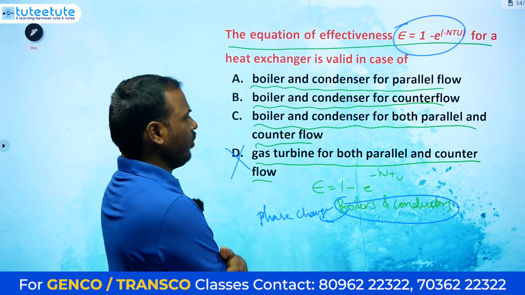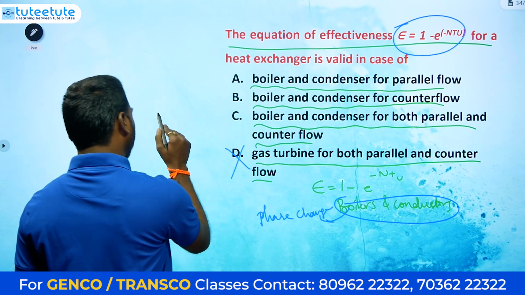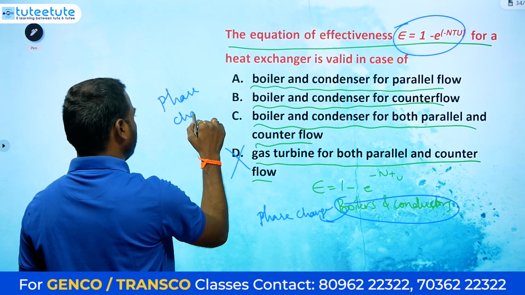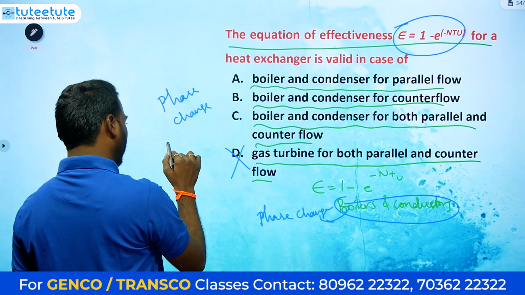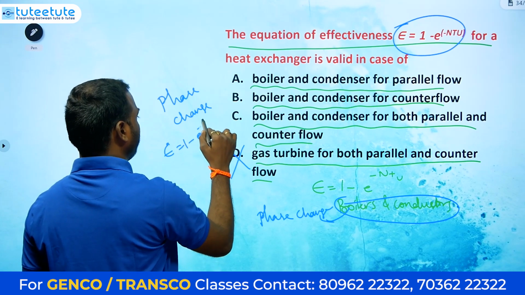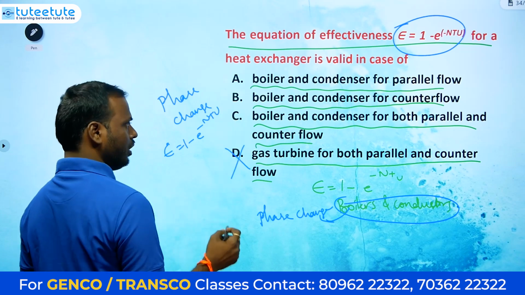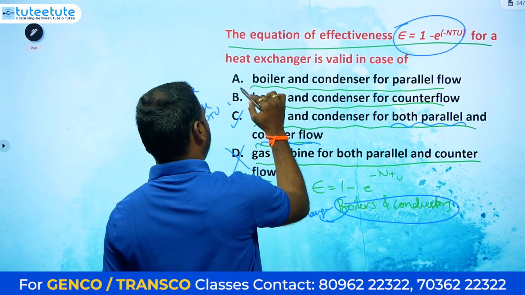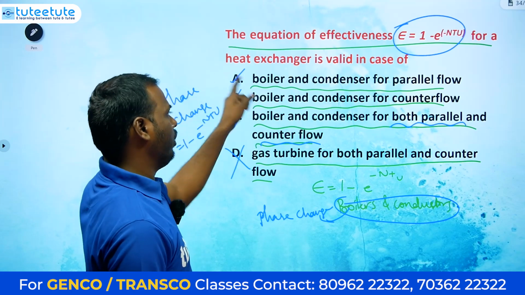Whether it is counter flow or parallel flow, remember both are the same for the phase change. Just now we have seen phase change. For the phase change, the C value is 0. So we can write that epsilon is equal to 1 minus e power minus NTU, whether it is parallel or counter. So both these three are correct.